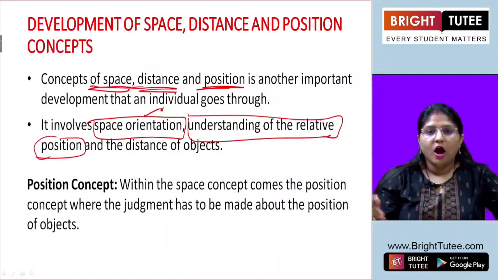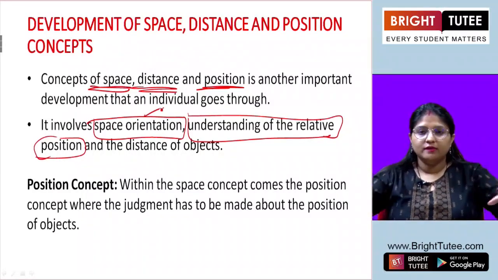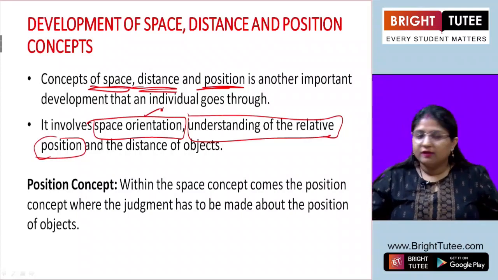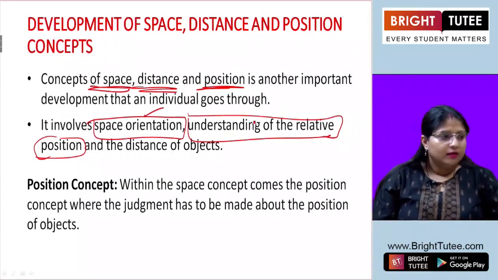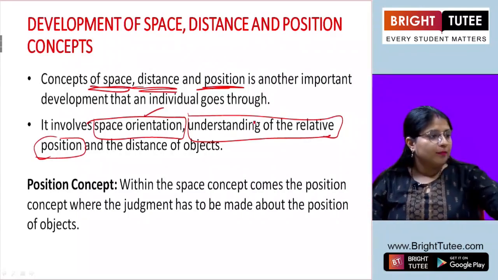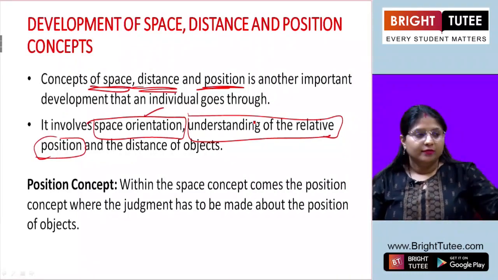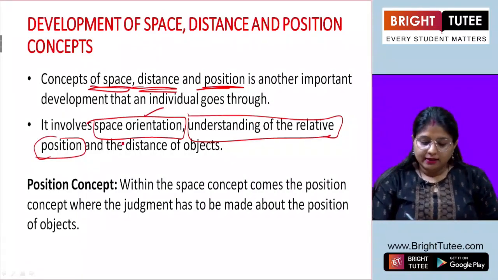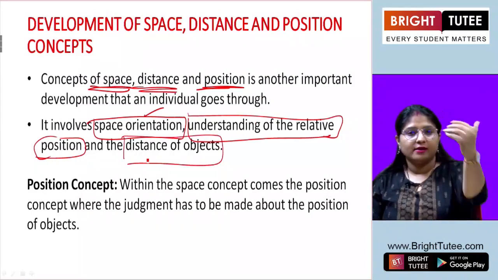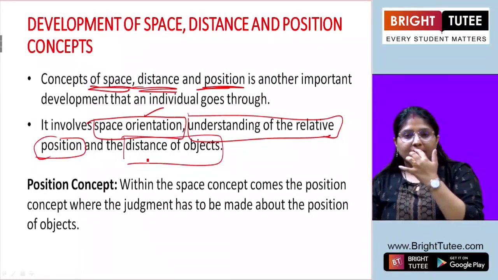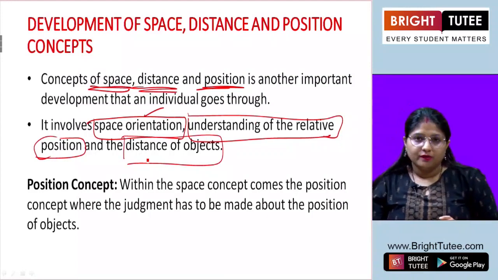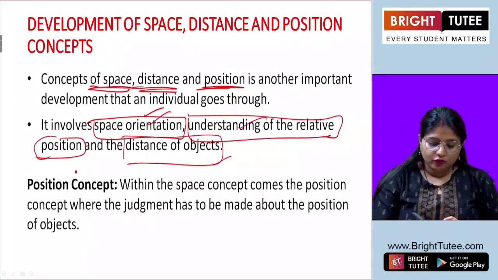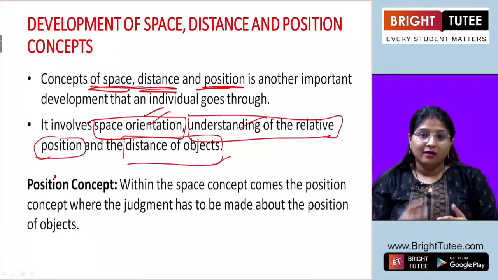Space: how much space is there, what is around you, whether the space is more or less. Where the position is, where the laptop is kept, where the tab is kept, this position orientation, and the distance of the object. How far is the camera from me? Right, that is the distance which I am able to perceive. All these three are also concepts which are developed in a child early on.